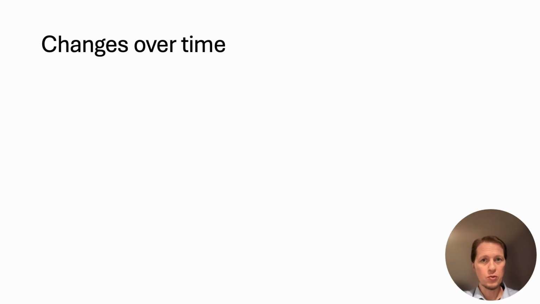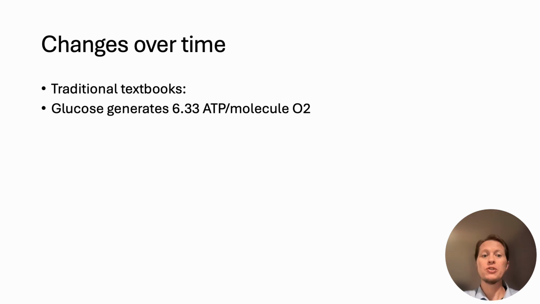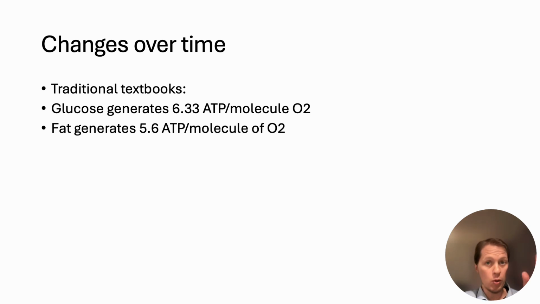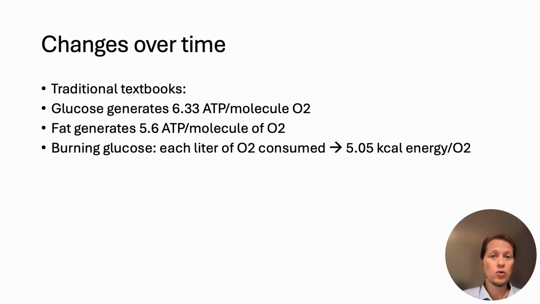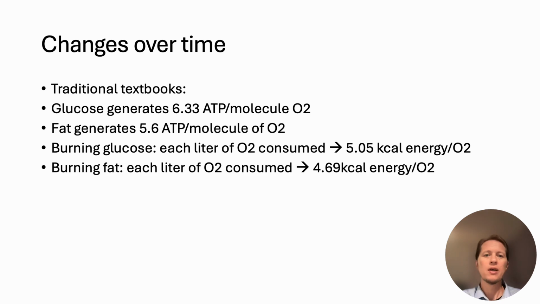Well, if you pick up an older textbook, traditionally you are going to get quoted that when you are burning glucose for energy, you generate 6.33 ATP per molecule of O2 used or consumed. And if you compare that to fat, when you are burning fat, you can, quote, only generate 5.6 ATP per molecule of O2 used. Put another way, or a different calculation, when you are burning glucose, each liter of oxygen consumed generates 5.05 calories of energy per O2 used. Compare that to fat, lower number, 4.69 calories of energy per molecule of O2.